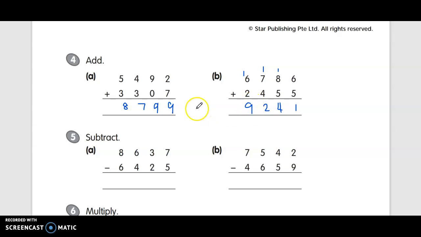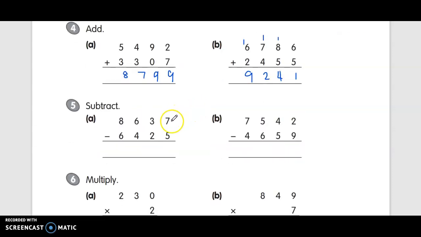Okay, let's go to subtraction. Same thing, subtract from the ones place. 7 minus 5 is 2, 3 minus 2 is 1, 6 minus 4 is 2, 8 minus 6 is 2. Very straightforward, no regrouping. Okay, most of you got this right.